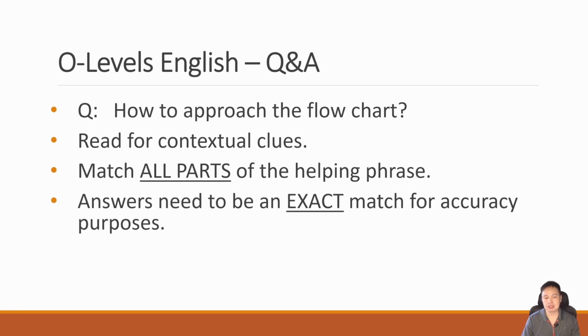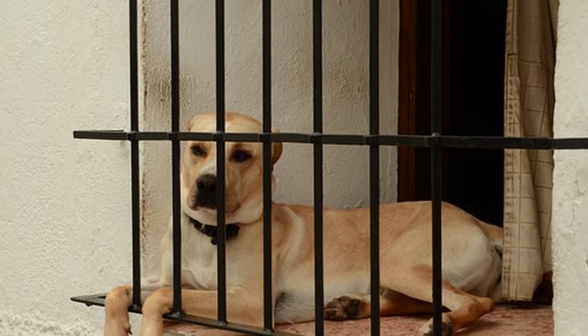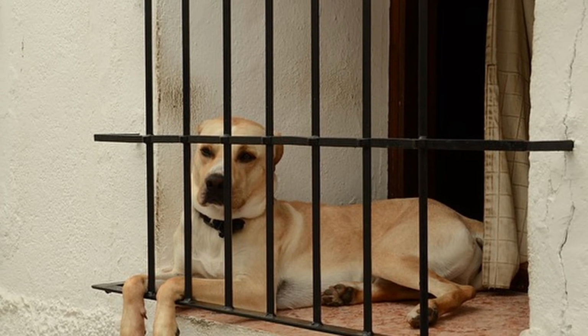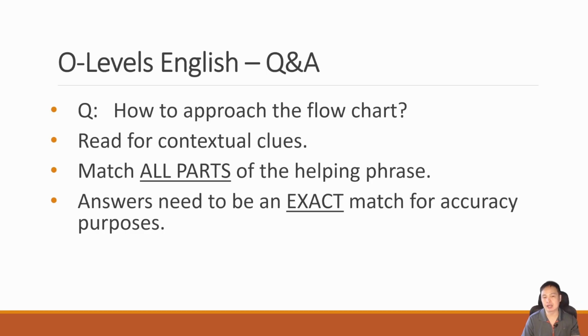For example, if there are 2 dogs in the helping phrase, then you need to find 2 dogs in that same paragraph, right? If you only see 1 dog, then that is not the correct answer, okay?